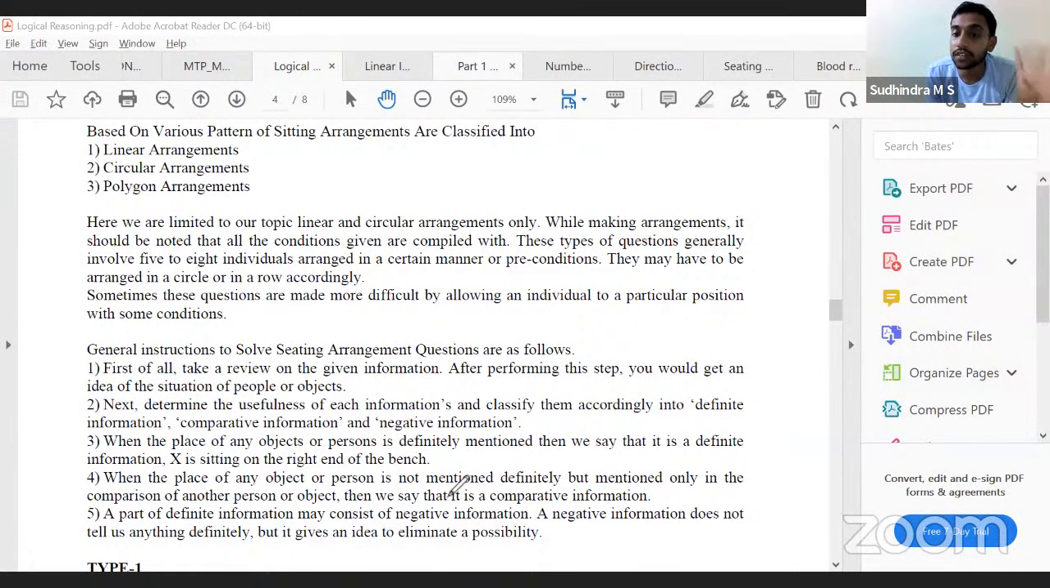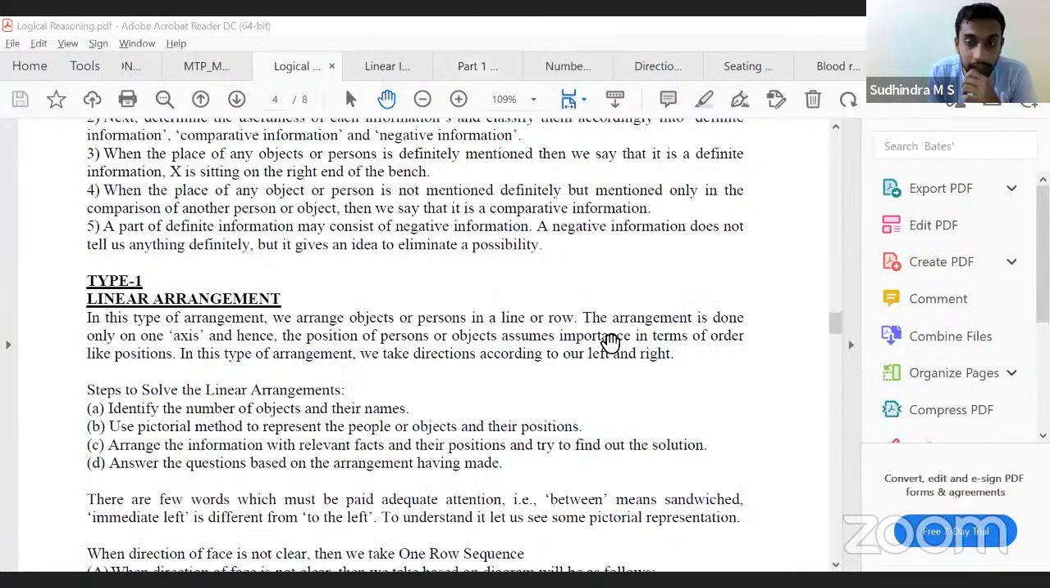So W is not sitting beside X, so we have to eliminate that possibility. That also helps us in arranging better. With regard to linear arrangement, we arrange persons in a line or a row, right?